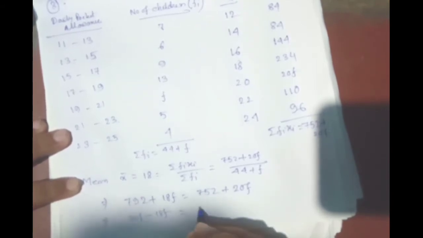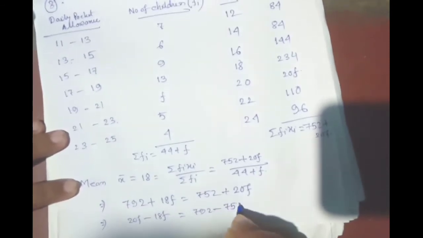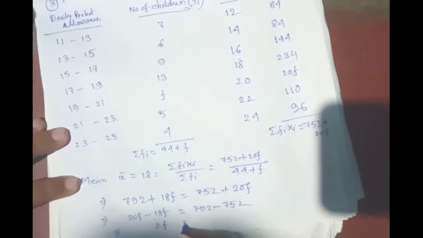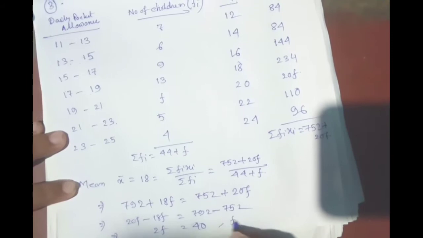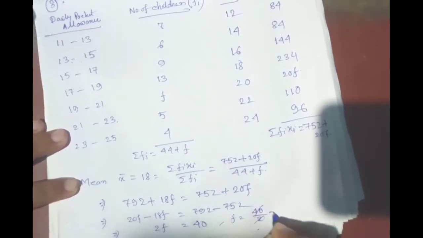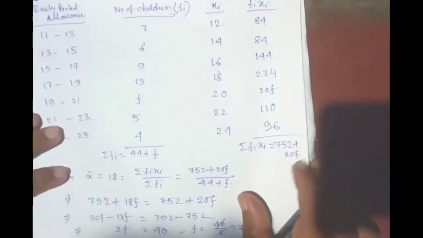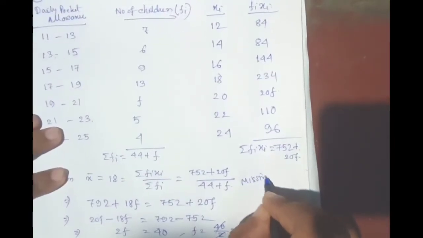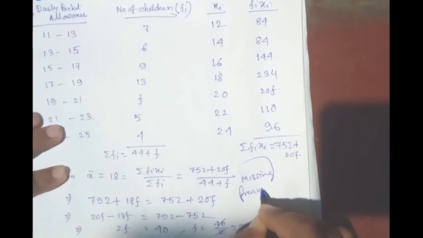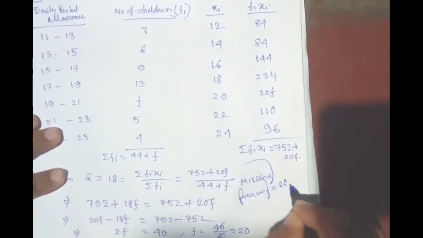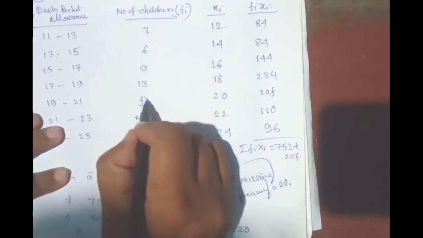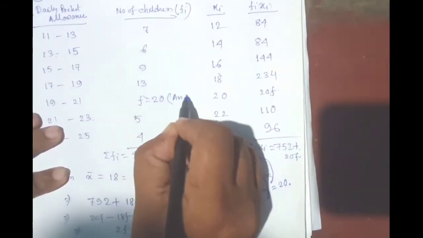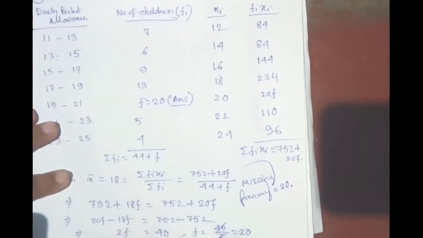So 20f minus 18f equals 792 minus 752. 2f equals 40. So f equals 40 by 2, which is 20. So the missing frequency is 20. Okay, so f equals 20. That will be the answer. Next, move to another question.